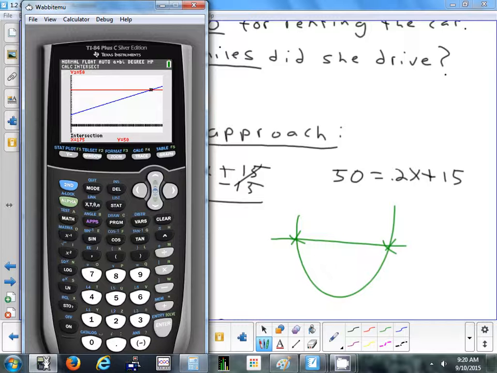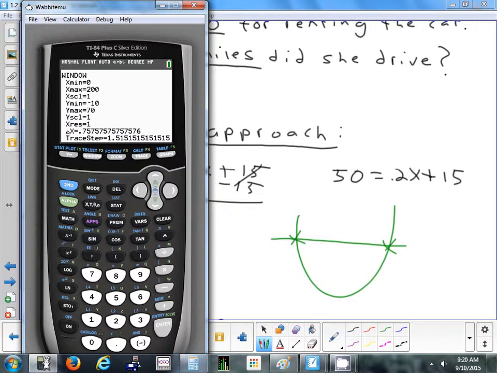All right. So after driving 175 miles, the cost is $50. Questions? Okay, so on your calculator, make sure for your window, you're going to have these values in there. So we went -10. Really, we're not going to have negative costs. They're not paying us to rent the car. Okay, but you got to set your Y max at 70.